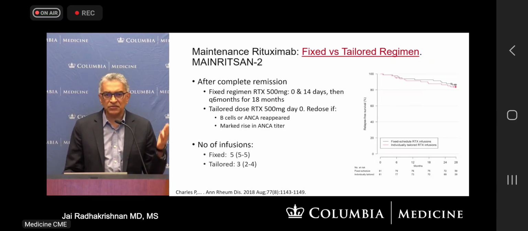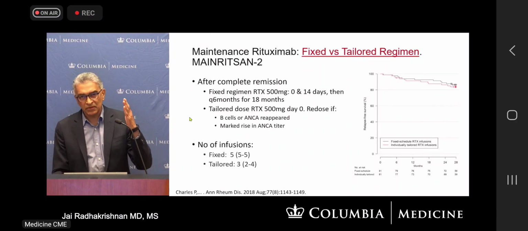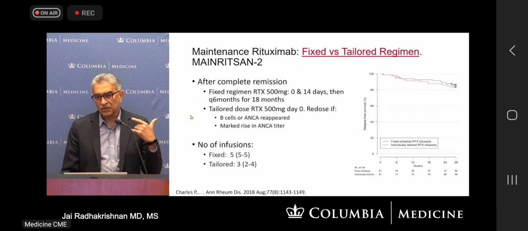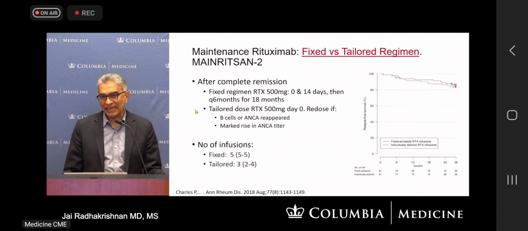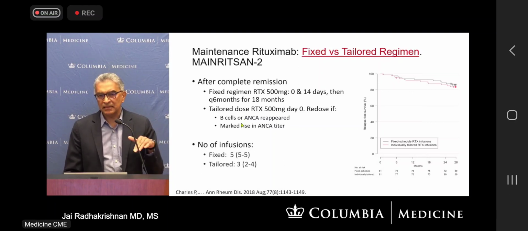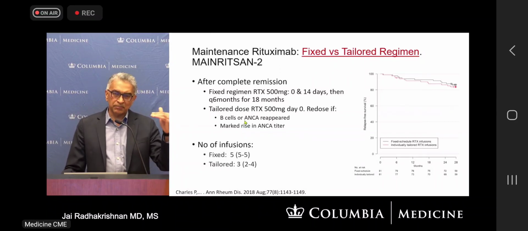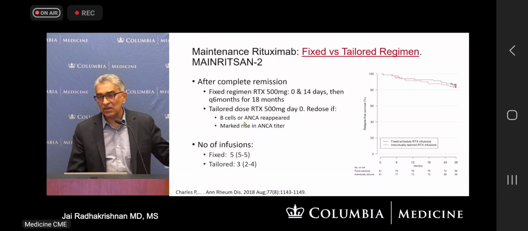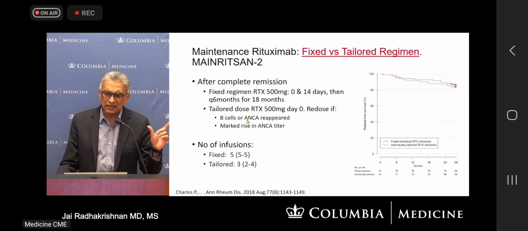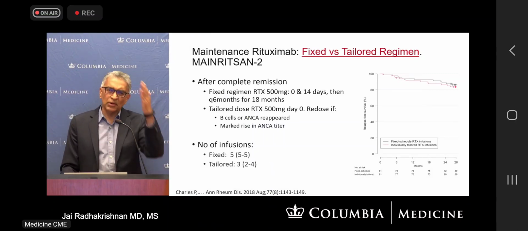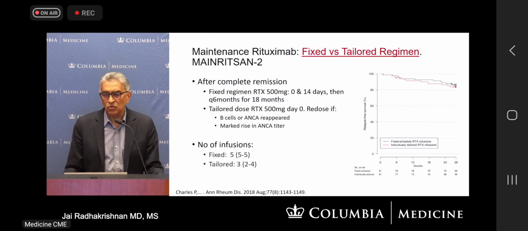So here's the question about a fixed versus a tailored regimen. And what do you mean by that? A fixed regimen is you take patients in remission, you give them rituximab at a fixed schedule. So in this study, MAINRITSAN 2, as you saw, you give 2 doses, 0 and 14 days, and keep going with the same dose every 6 months for a total of 18 months. And that's fixed. If you go for the tailored regimen, you look at the B cells or ANCA that have reappeared, or from 0 to a positive ANCA, or if you've never lost the ANCA, you're seeing a rapid rise in ANCA. And if you look at the studies, there are some definitions. It's 4 to 5 times higher than baseline. So if they're going up in a hurry, you then put them into this so-called tailored regimen.